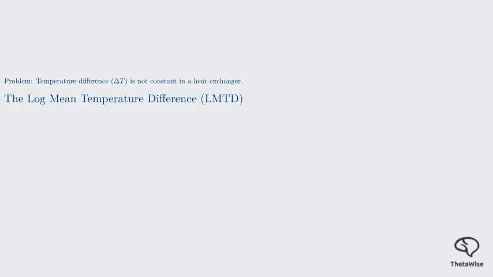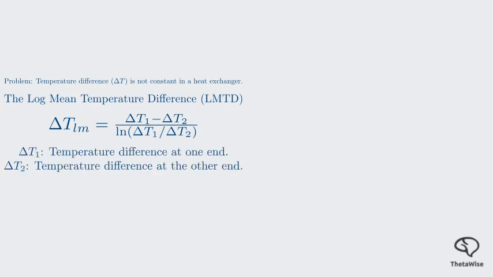The formula for the LMTD is delta T sub LM equals the difference between delta T1 and delta T2, divided by the natural logarithm of delta T1 over delta T2. But what are delta T1 and delta T2? They represent the temperature differences between the hot and cold fluids at the two ends of the heat exchanger. The exact definition depends on whether the flow is parallel or counterflow.